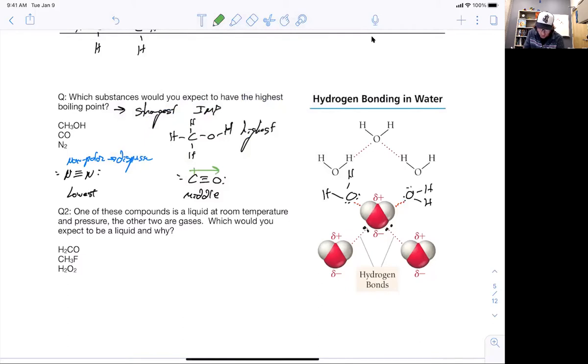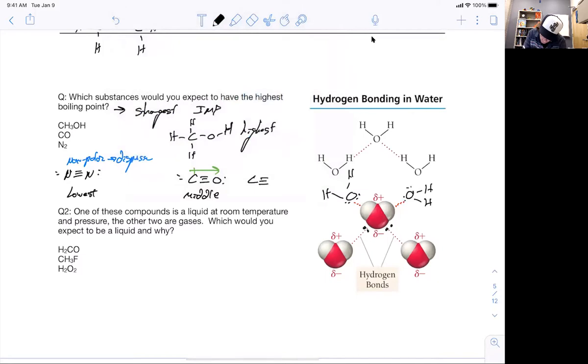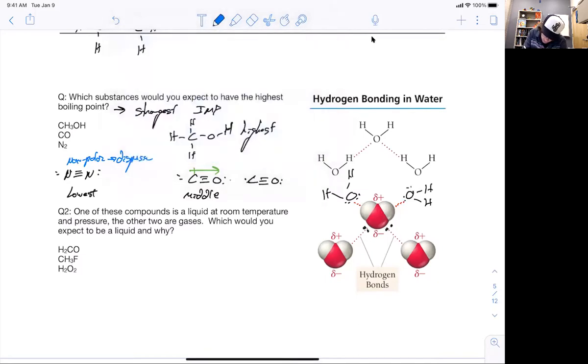The oxygen is more electronegative. So two different neighboring carbon monoxide molecules could interact with each other. So you'd say, yes, it's polar, which means it's capable of dipole-dipole attractions. So therefore, it should have a higher boiling point than nitrogen.